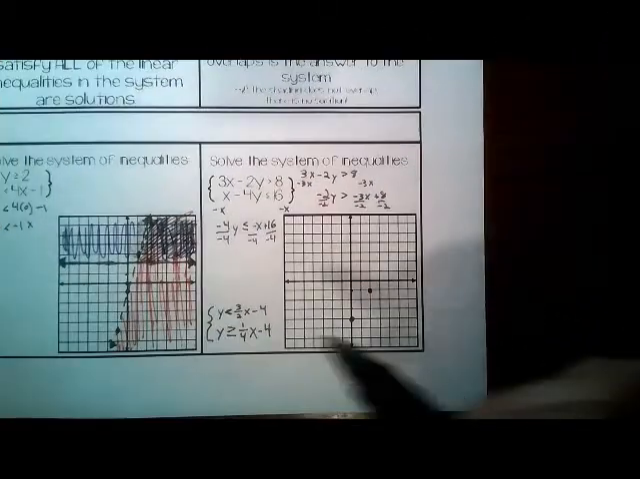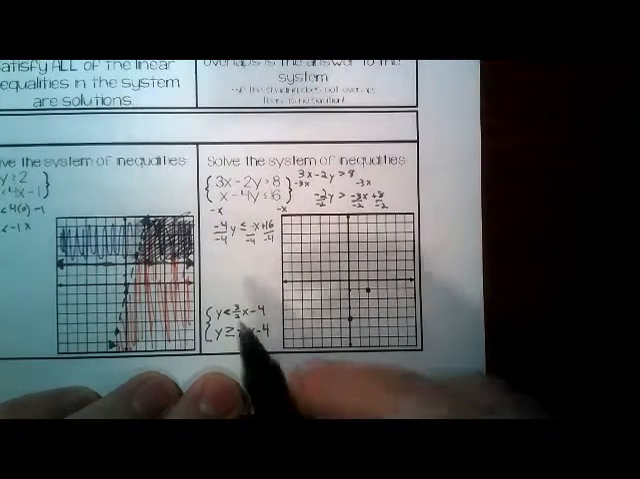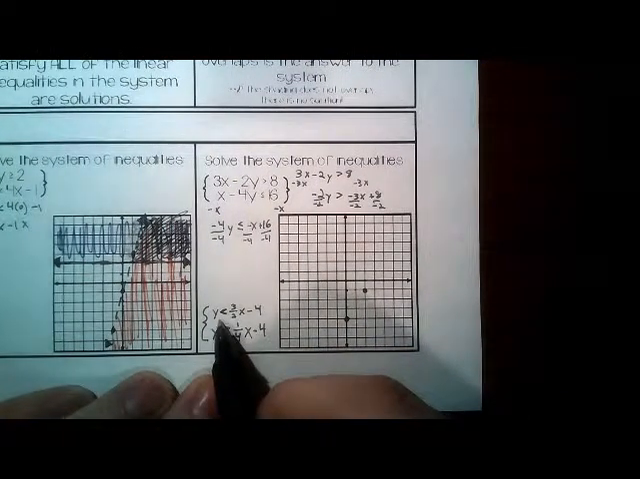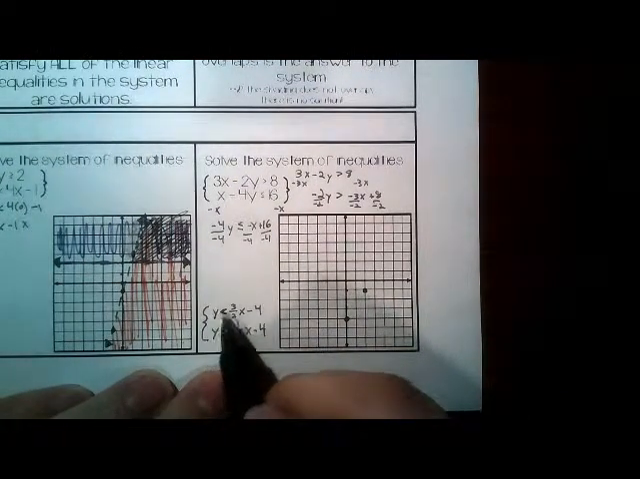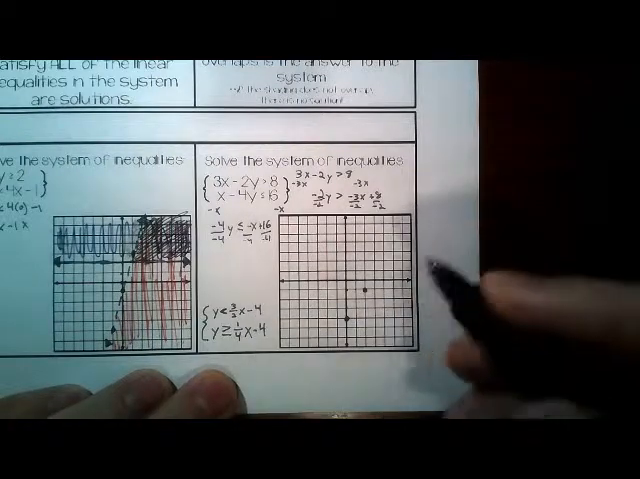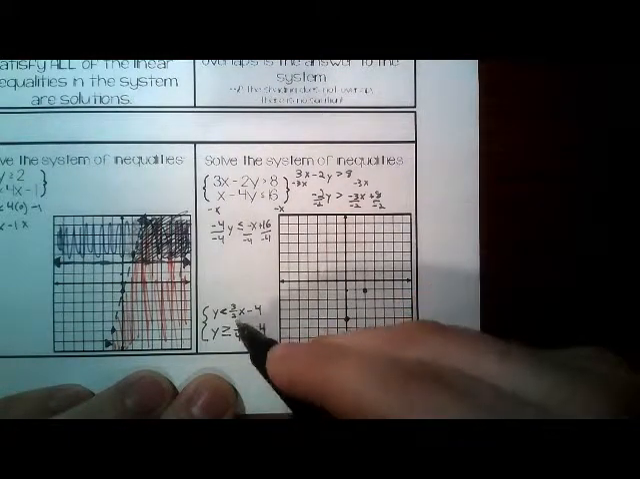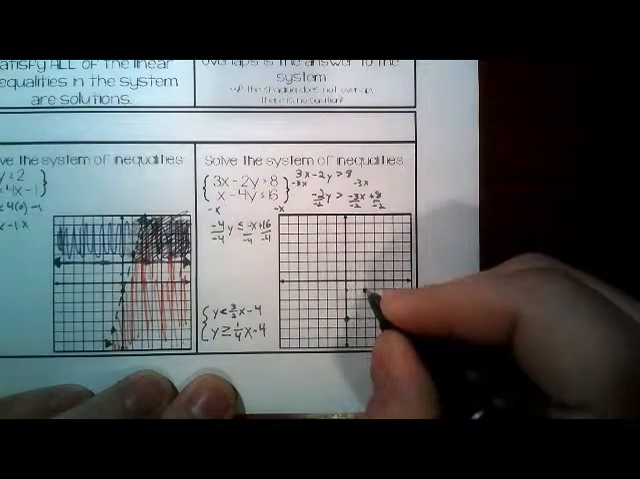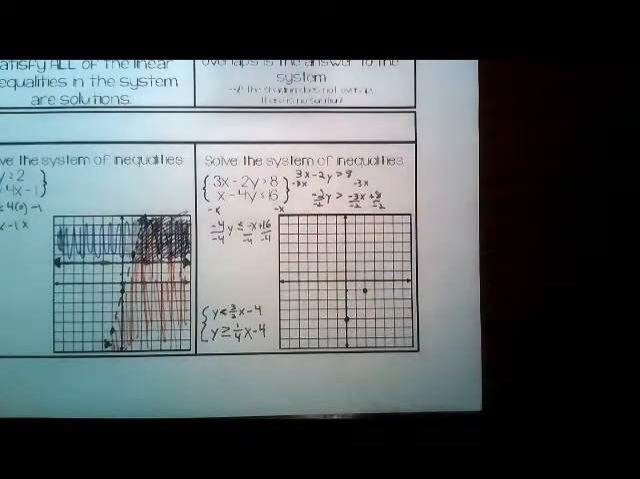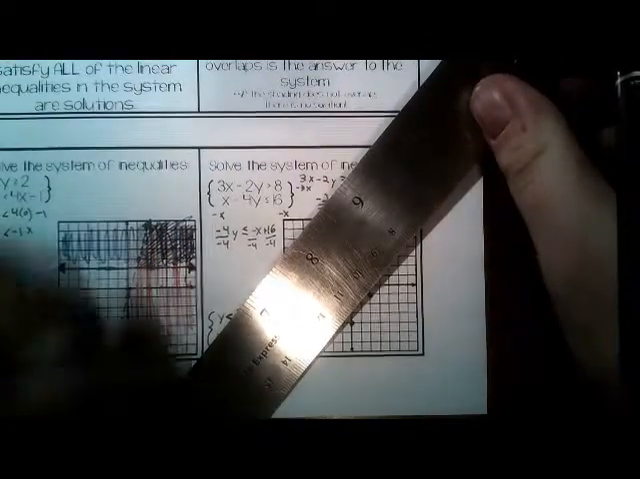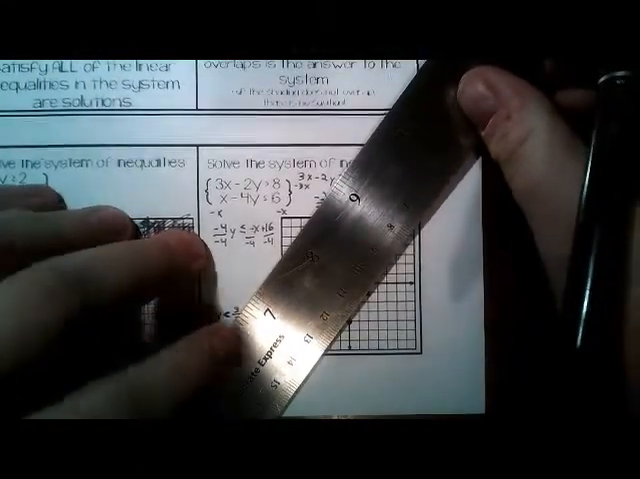Our next step is to graph both of those inequalities. So we're going to treat these like equal signs. And we have y equals mx plus b. So we start at negative 4. And we use our slope of rise over run to go up 3 over 2. And then we have that line. Now that's a dashed line because it is a less than symbol.